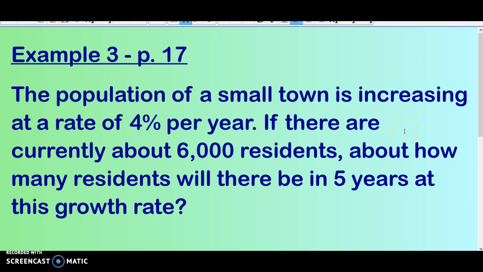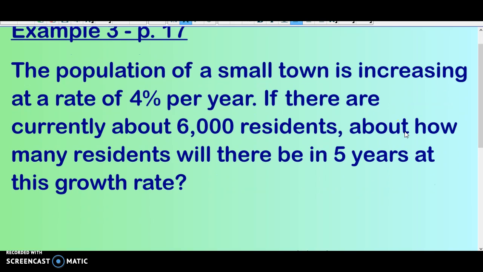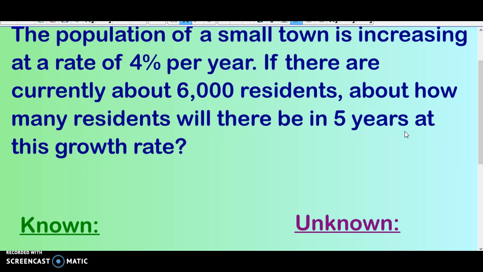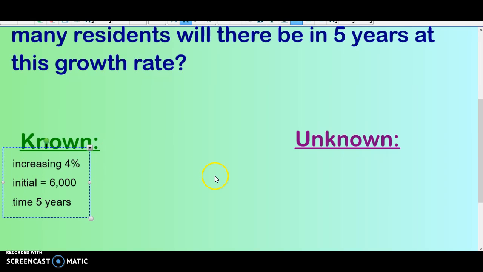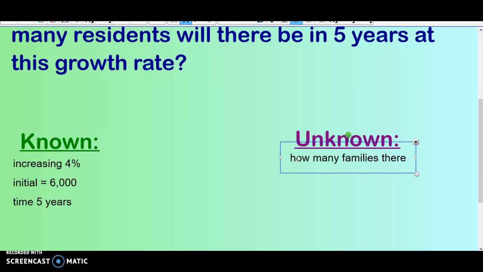Question number 3. The population of a small town is increasing at a rate of 4% per year. If there are currently about 6,000 residents, about how many residents will there be in 5 years at this rate? My known factors is that it's increasing 4%. The initial value is 6,000. The time is 5 years. And my unknown is how many residents there will be in 5 years.